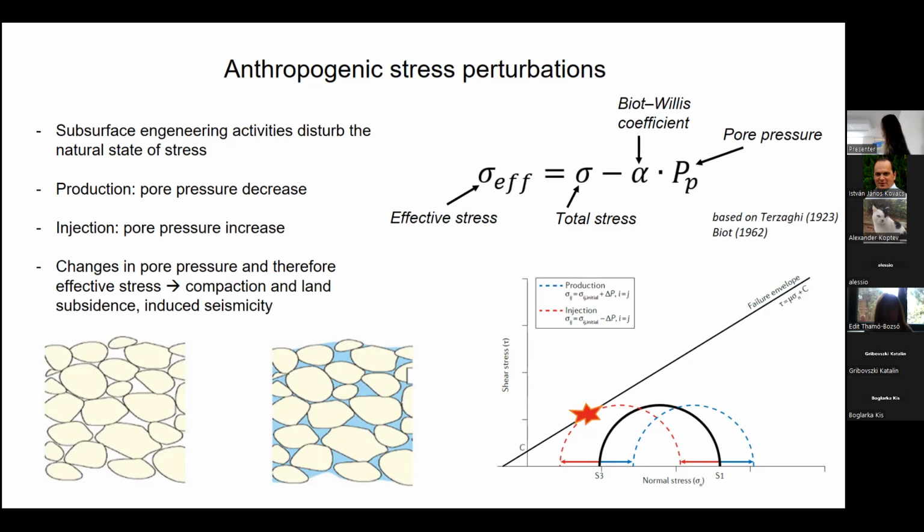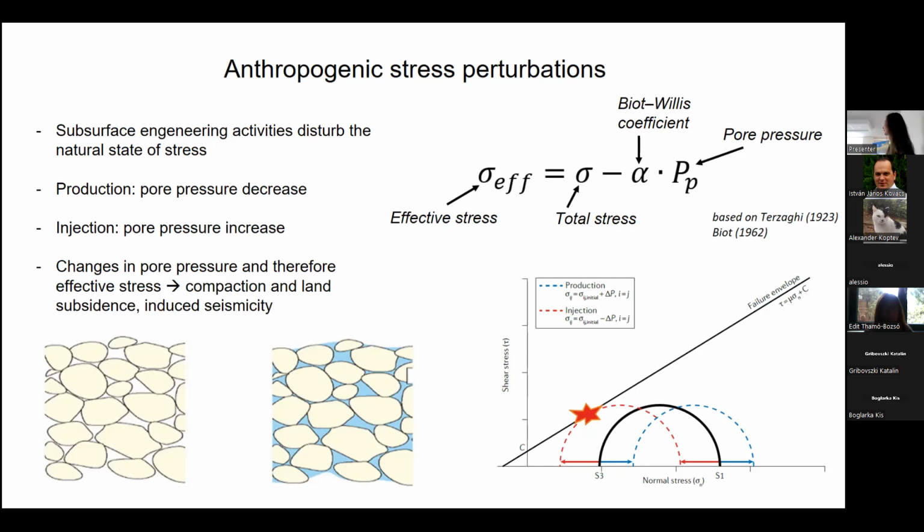In case of a fully saturated porous media, the behavior of reservoir rock is determined by the effective stress, which is essentially the difference between total stress and the pore pressure multiplied by this Biot-Willis coefficient. So what happens if we produce from the subsurface? Then we take out material and the pore pressure would decrease, shifting this small circle more towards larger effective stresses and kind of stabilizes faults. Actually, when we re-inject, then we increase the pore pressures, which means that our circle moves towards the failure envelope, which can cause induced seismic events.